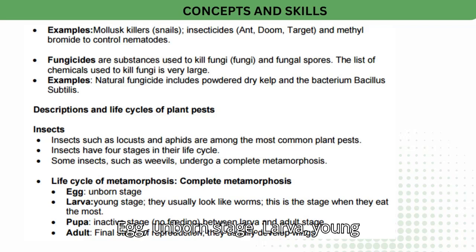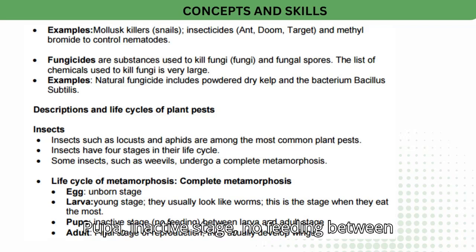Egg, unborn stage. Larva, young stage, they usually look like worms, this is the stage when they eat the most. Pupa, inactive stage, no feeding, between larva and adult stage. Adult, final stage of reproduction, they usually develop wings.